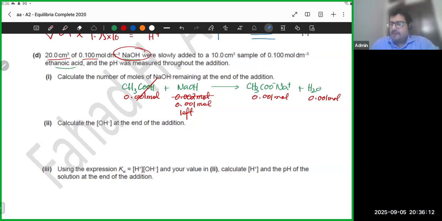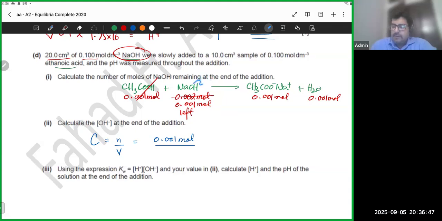Now, this is not a buffer because all the acid is gone. For a buffer, you need the weak acid, so it's definitely not the buffer. So what he's asking for is calculate the OH ion concentration. So we know that there are some OH ions that are left. So how do you calculate the concentration? Concentration is moles over volume, right? So we know 0.001 moles of OH ions are left. What is the volume of the solution now?